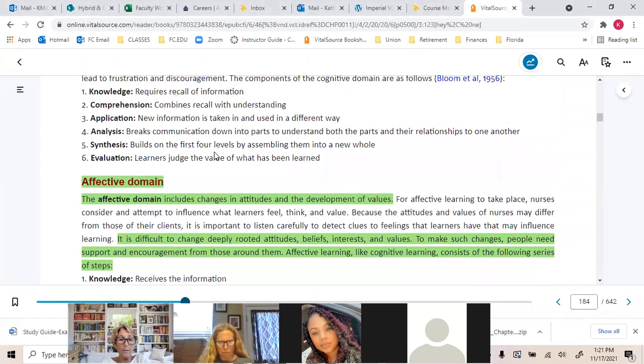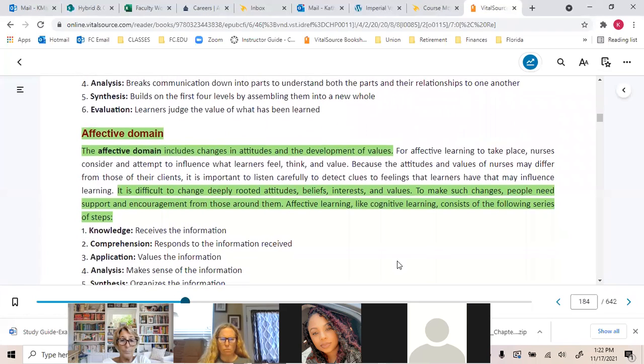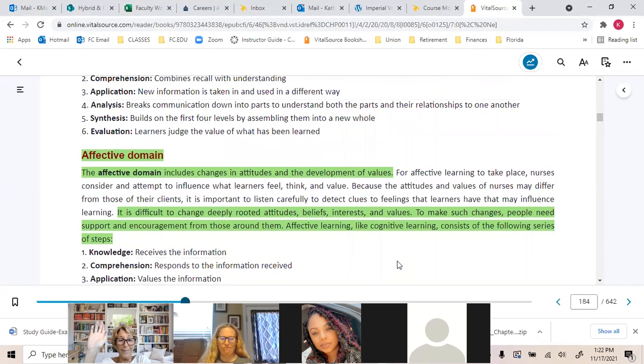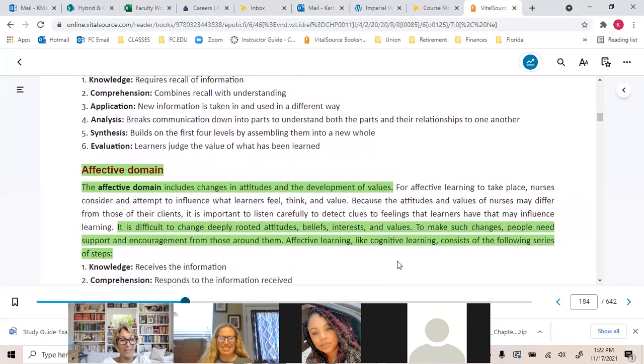Okay. Affective, it's your changes in attitudes and the development. Remember, these are domains of learning. People learn differently. Includes changes in attitudes and the development of values. And we know with affective domain that it is extremely difficult to change deeply rooted attitudes, beliefs, and interests and values, right? To make changes in this domain, people need the support and encouragement from those around them. Do we know people who learn from the affective domain? I do. I have lots of people in my circles that are affective learners.